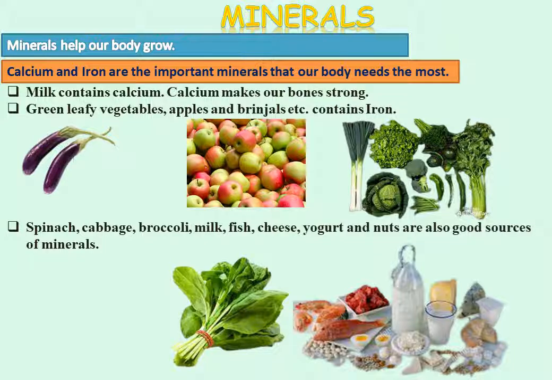The next type of advantage that we get from food items is the obtaining of minerals. Minerals are the part that helps our body to grow. The two main minerals that we get from food items are calcium and iron. Which are the food materials that are rich in calcium?